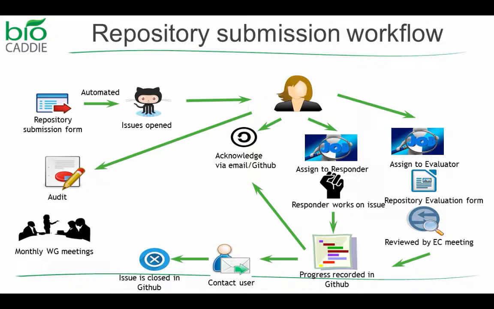This is a slide showing that we have built a repository submission workflow. A repository can go online and fill in a form, and we will open up an issue in GitHub, and someone will be responsible for acknowledging the submission. Then we assign the work to the responder as well as the evaluator, go through all the different processes, and record the progress in GitHub as well. Then we will further contact the user to see if this repository is ready to be indexed by DataMed very quickly.